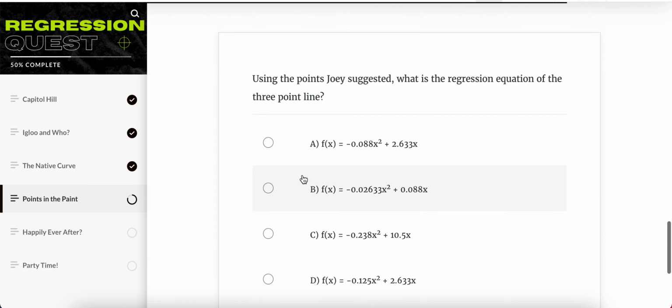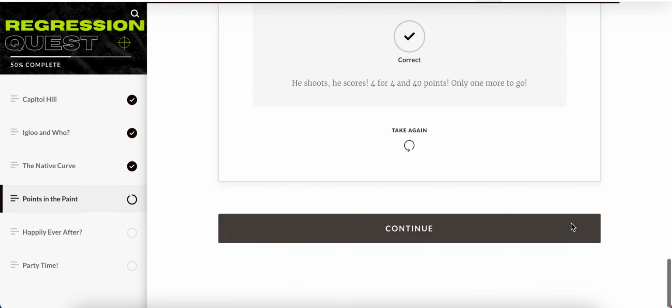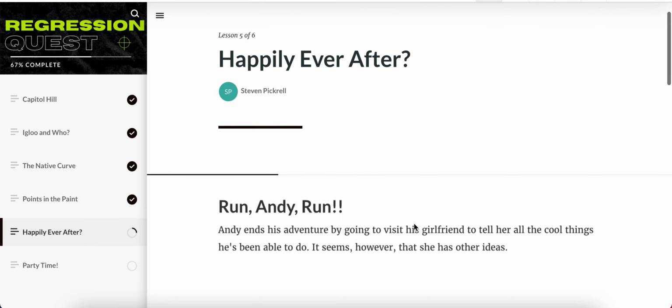They find the quadratic function in this case, which I believe, if I go back here, is letter A, which is correct. And so he shoots, he scores, he's 4 for 4 with 40 points, and only one more question to go before it's over.